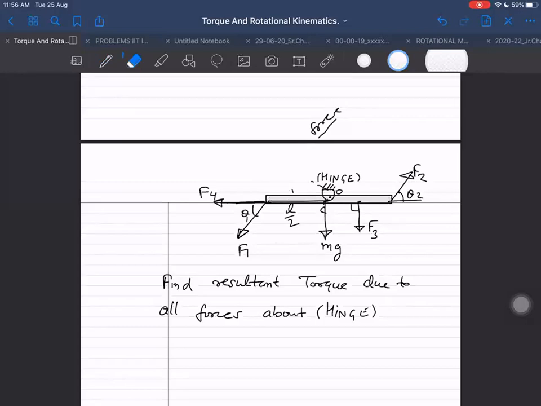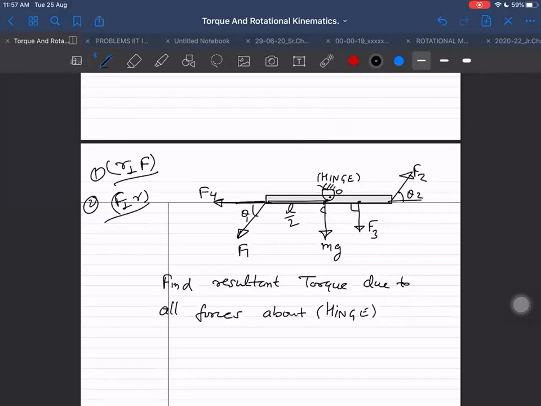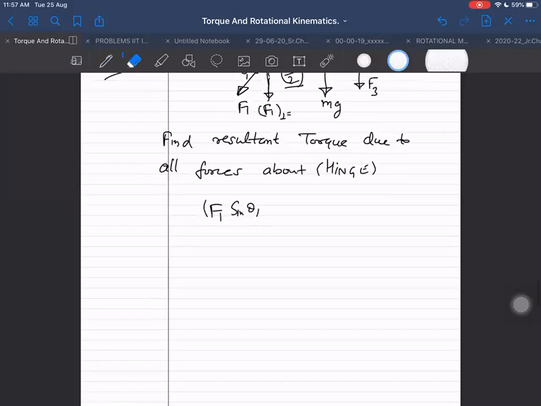Listen, I don't recommend that. I will give you a reason why. Always we have two formulas: R perpendicular into F, and second, F perpendicular into R. Which formula should we use? Whichever is easier to apply. Here it is easier to apply F perpendicular into R. What is F1 perpendicular? F1 sin theta 1, into L by 2. Similarly F2 sin theta 2 into L by 2.